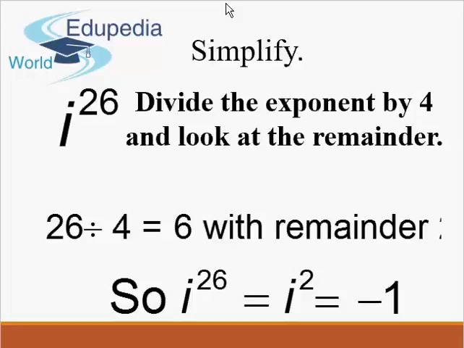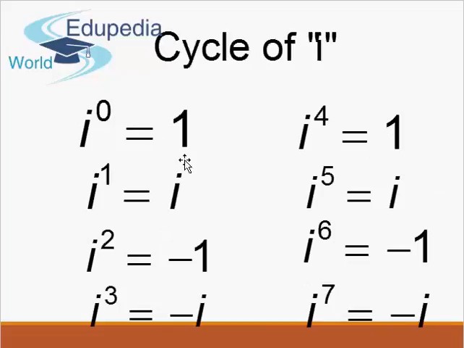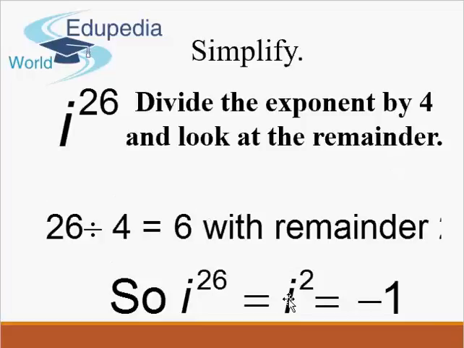Once you are done with that, you go back to the original i's. You check over here, i squared is negative 1. So you write it like this, and this will be your answer.